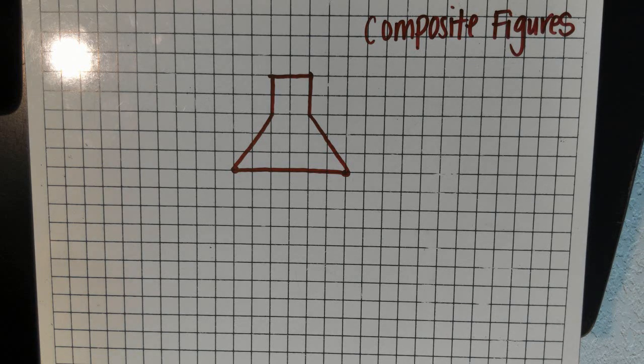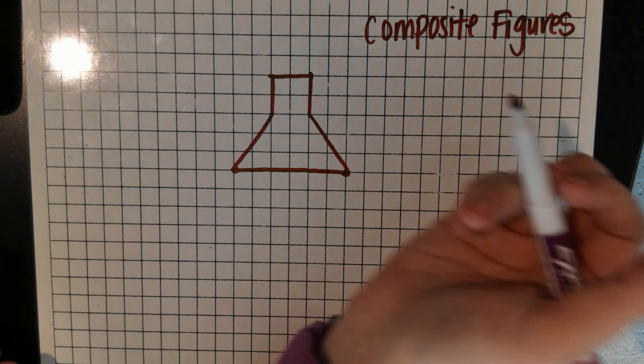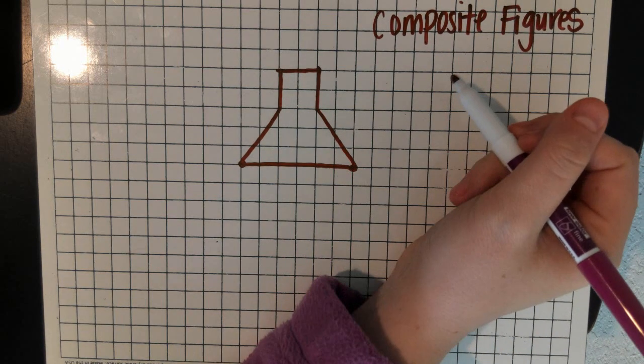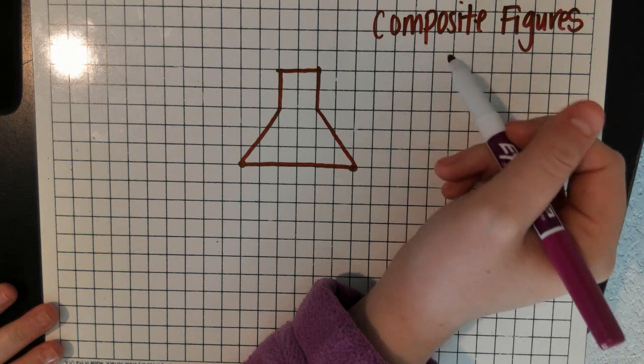Alright guys, I have a lot of people asking me how to find the area when there is more than one shape put together. You are going to work with a lot of this in 7th grade, so this is just an introduction, and I'm going to show you only one way. In 7th grade, you're going to learn a few different ways. We call these composite figures.